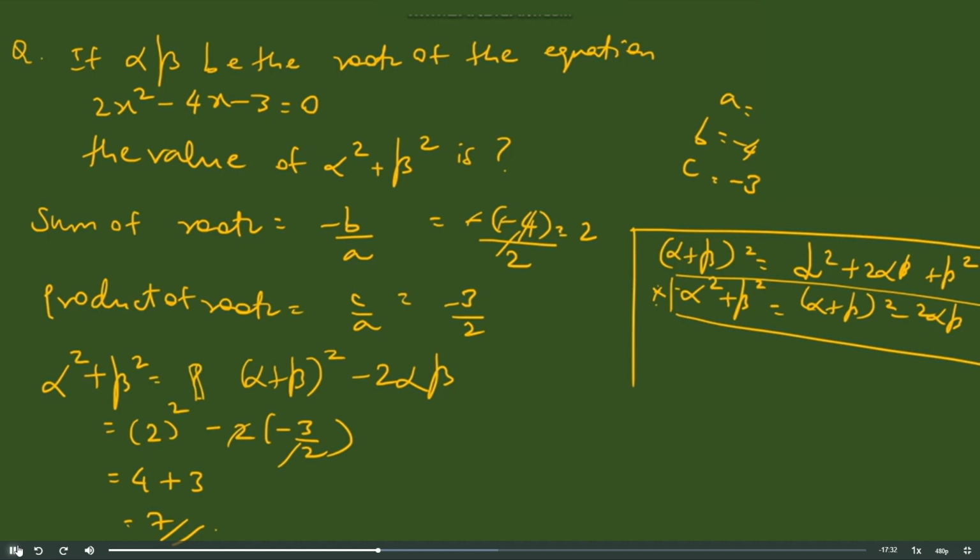Okay, alpha plus beta the whole square, I'm taking as alpha plus beta is a sum of the roots. So sum of the roots whole square minus 2 into alpha beta. 2 into alpha beta is the product. So 2 into product of the roots.